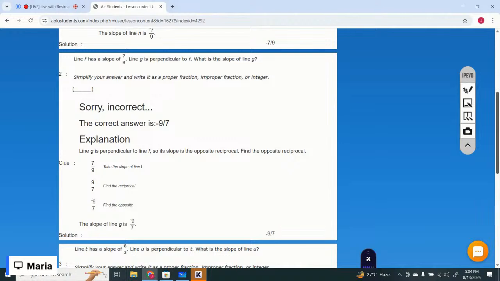If two lines are perpendicular, the slope is the opposite reciprocal, right? So the slope of line F is 7/9. First thing you need to do is the reciprocal. Reciprocal means exchange the numerator and denominator. That would be 9/7, and then put a negative sign. So the slope of line G is -9/7.